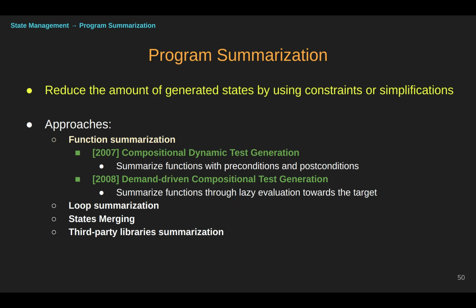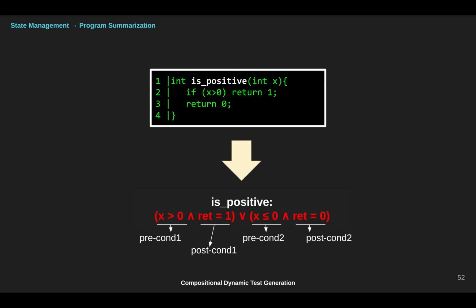So this is the first one, which is preconditions and postconditions, where you look at this function, you analyze it, and then what this means is, with the precondition that x is greater than 0, the return value is 1, or with the precondition that x is less than or equal to 0, the return is 0, and then that's it. The symbolic executor now always has an expression for this function and doesn't have to analyze it every time.